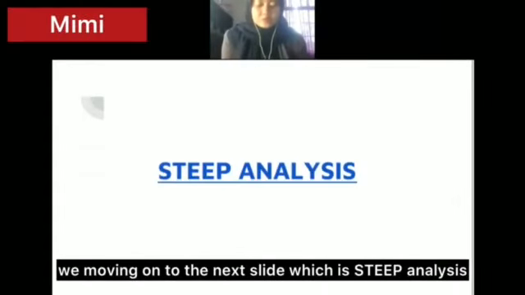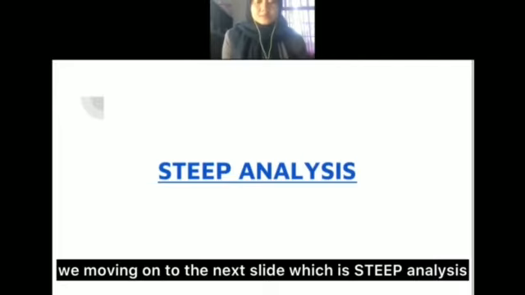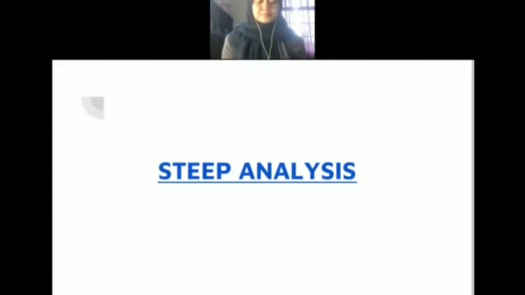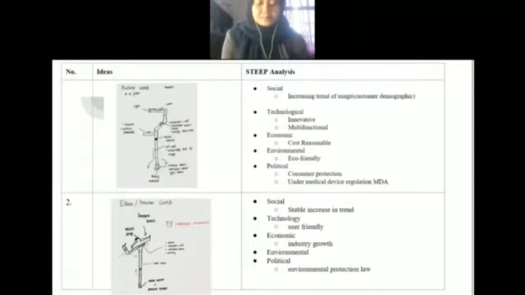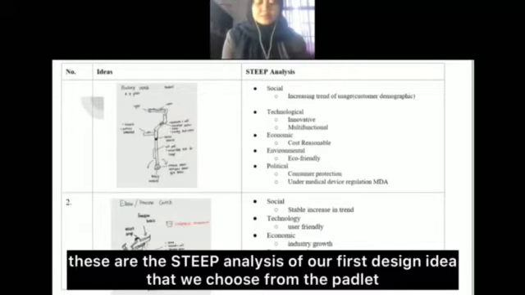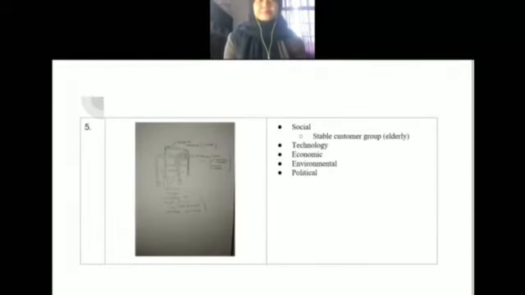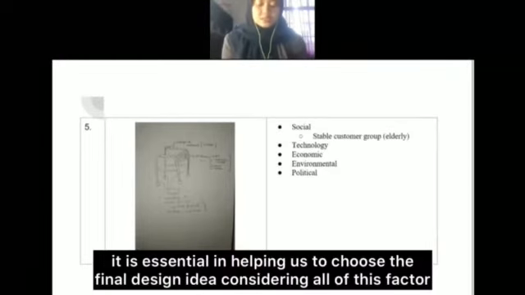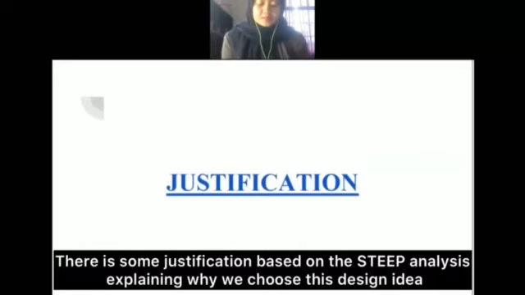We're moving on to the next slide, which is step analysis. These are the step analyses of our 5 design ideas that we chose from the padlet. It is essential in helping us to choose the final design idea considering all of these factors. There is justification based on the step analysis explaining why we chose this design idea.